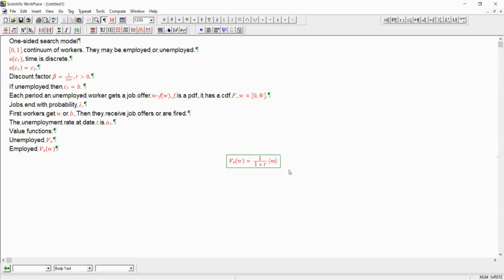So we wake up tomorrow and we get our wage W. Then what happens? Then with probability lambda, we're going to find ourselves unemployed the following period. But with probability 1 minus lambda, we will continue in our job. And that's the value function.